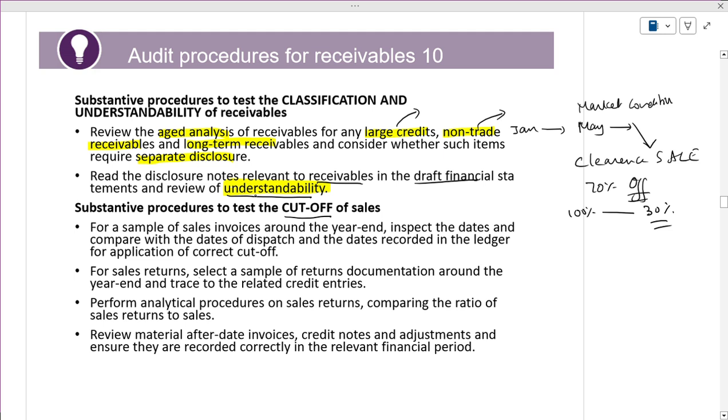For a sample of invoices around the year end, inspect the dates of dispatch and the dates recorded. Now, when you have dispatched it, when you have recorded it. If we are dispatching today, you have to record today. If you are dispatching tomorrow, you have to record the correct date. We are not talking about within the month. The only issue that always crops up is what happens on 31st December, the last 15 days and the next 15 days.